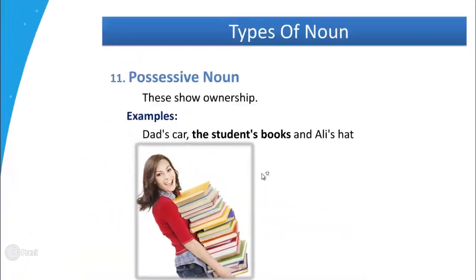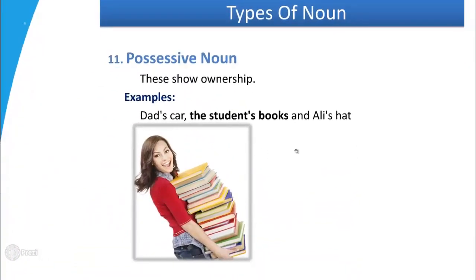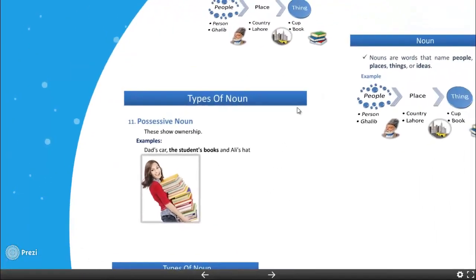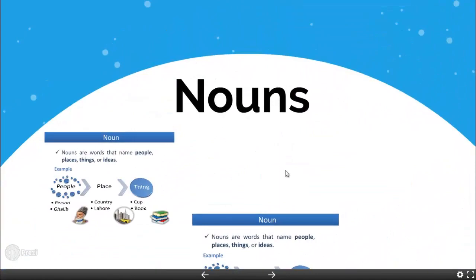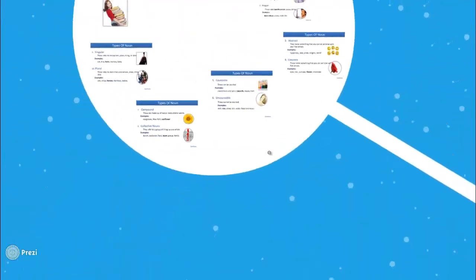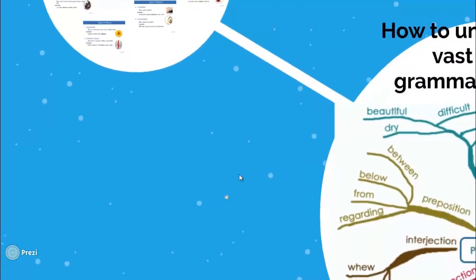And then we can talk about possessive nouns. Possessive nouns are used to show ownership. Like what belongs to who? Like Dad's car, or the student's books, and Ali's hat. The books belong to her, to the student, so we understand it that way, and that would be all for nouns. Second category in here would be the one related to verbs.